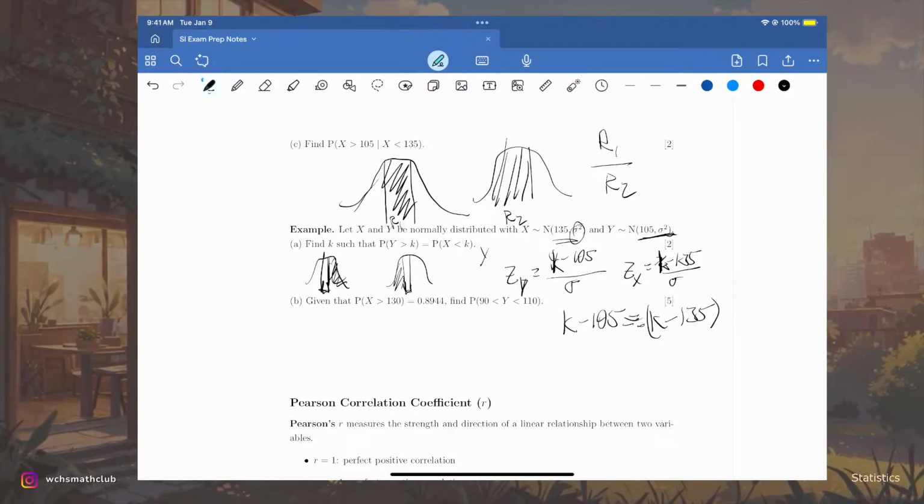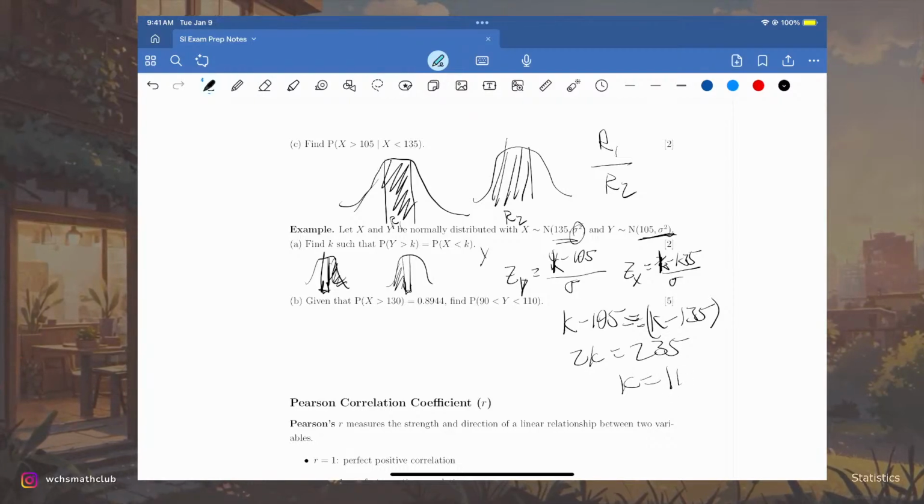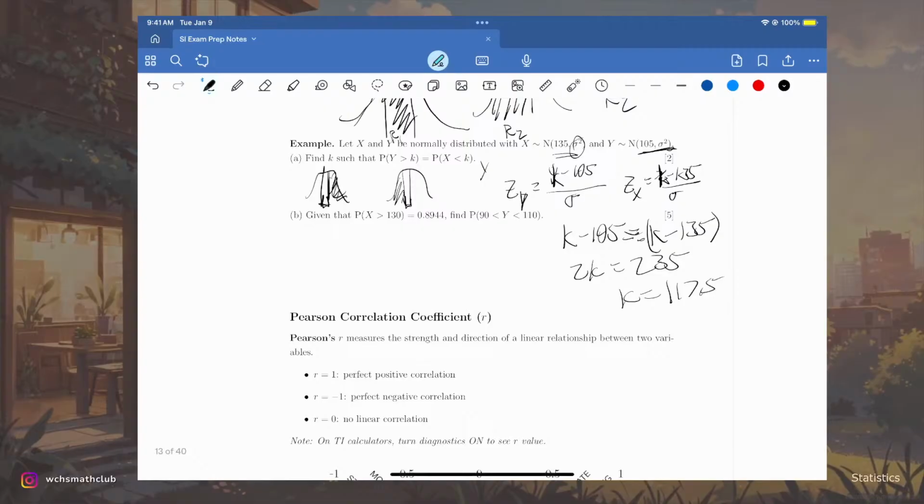And then if we want to solve that, we can get that 2k is equal to 235. And then you can solve that k is equal to 117.5. And that's how you would do the first part without using your calculator at all.